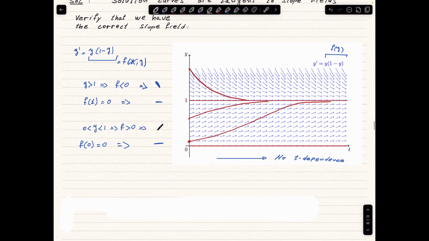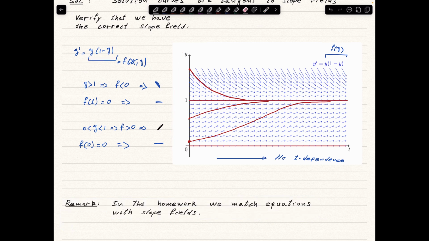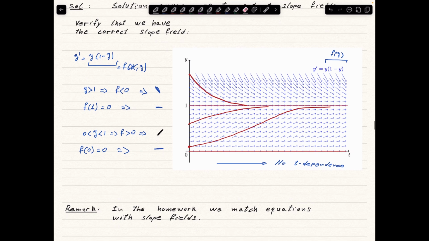And this type of calculation, matching the differential equation with a graph, is basically the homework that you need to do if you want to practice this type of thing. This is the homework that we need to do, matching equations with slope fields.